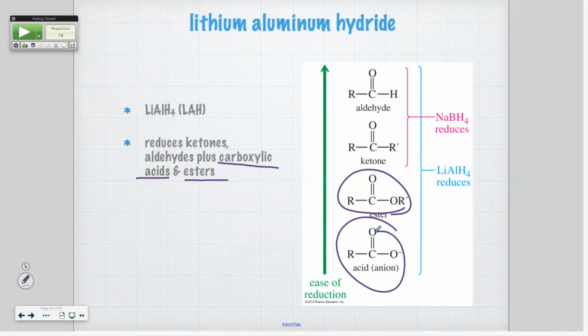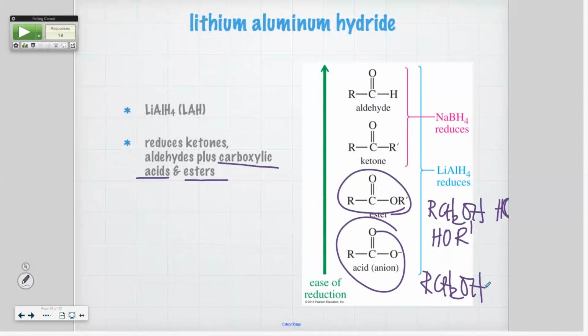So what do you get? What you would end up getting from the ester would be a primary alcohol and whatever the other alcohol is. You would have to clean it up and separate them. This one you just get RCH2. But sodium borohydride won't do that.